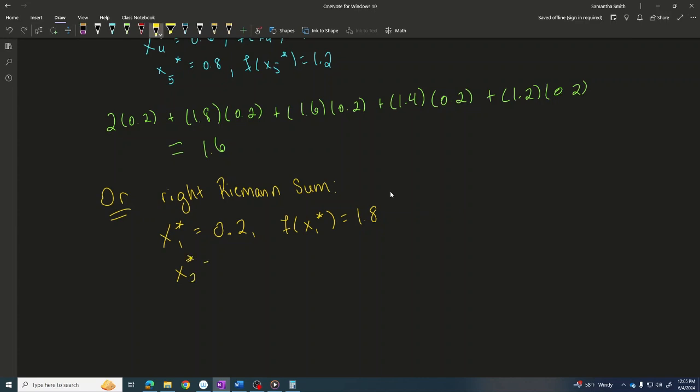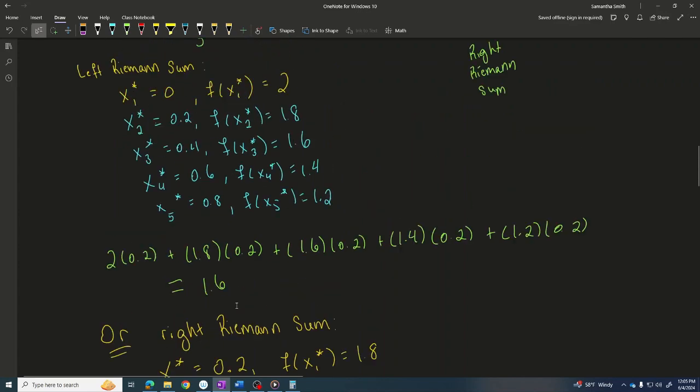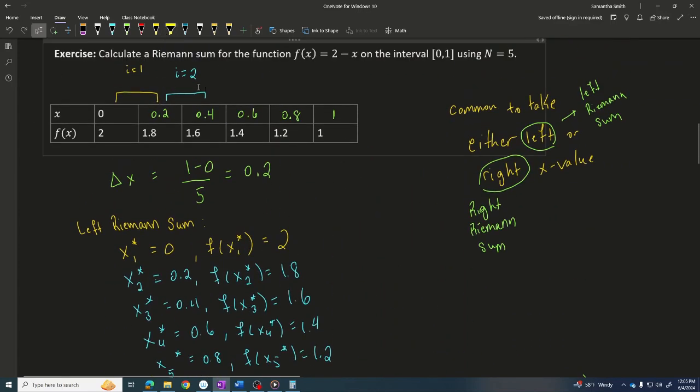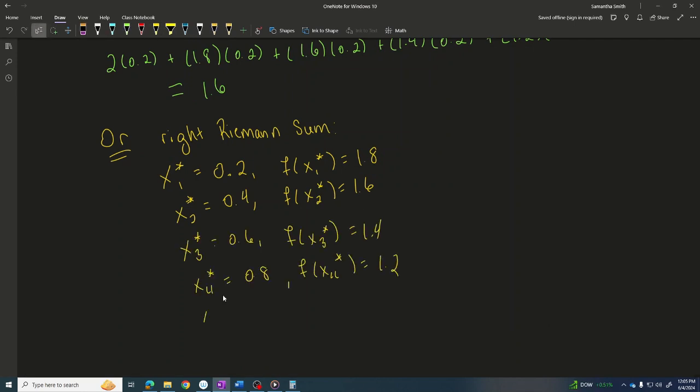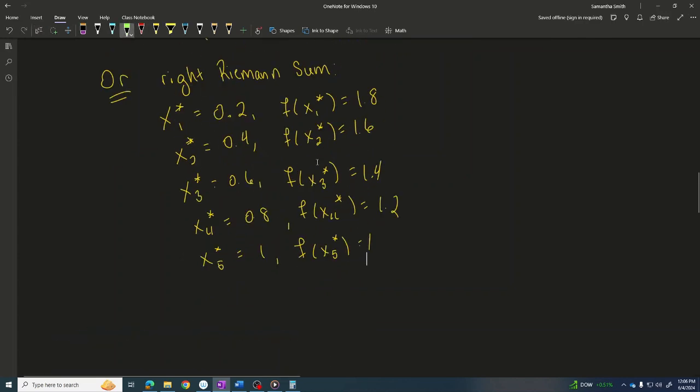If I decide to do a right Riemann sum, then the x value I choose out of the second chunk would be this x value on the right side of the chunk, which is 0.4. If I make that decision, then my corresponding output on the second chunk would be 1.6, and so on. Let me quickly fill in the rest of these values. Now the value of my Riemann sum has changed a little bit.